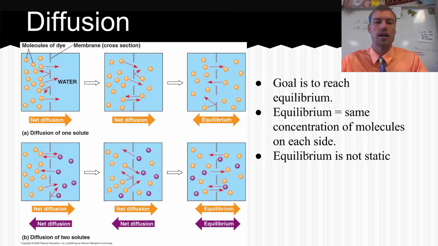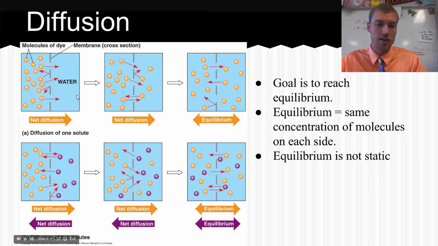So let's talk about diffusion. Diffusion is just the movement of molecules across the membrane. And again, their goal is to reach equilibrium. Equilibrium is not a static state. Rather, it is a state where you have an equal concentration of molecules on each side. Molecules are moving back and forth across it at all times.